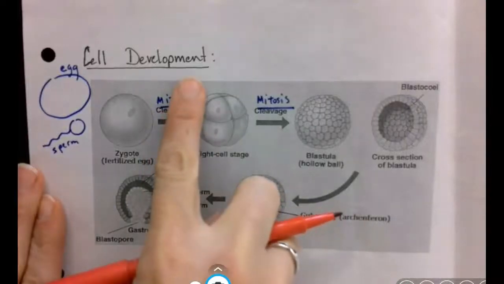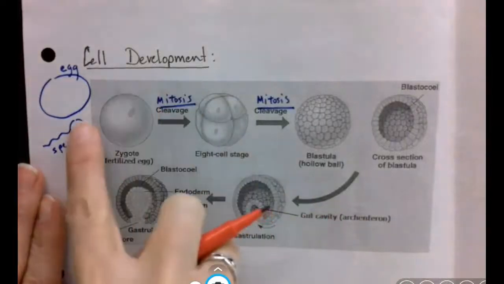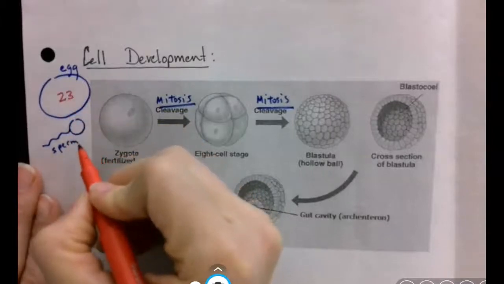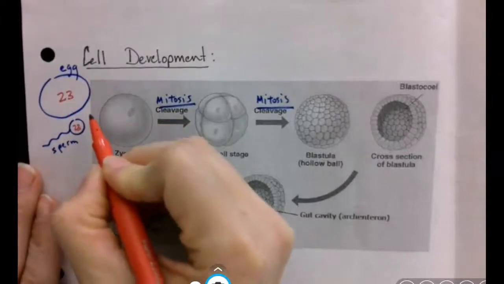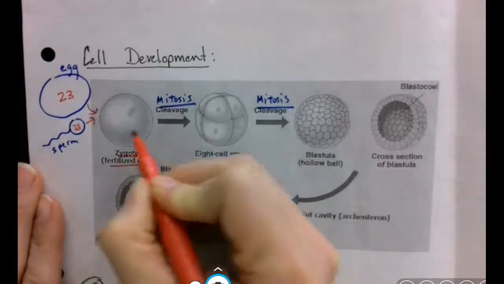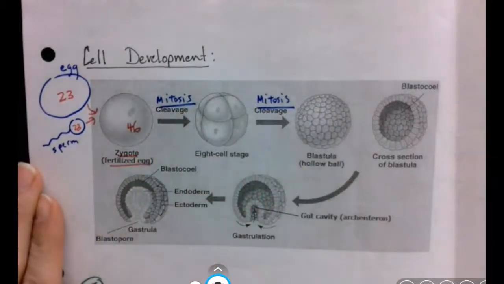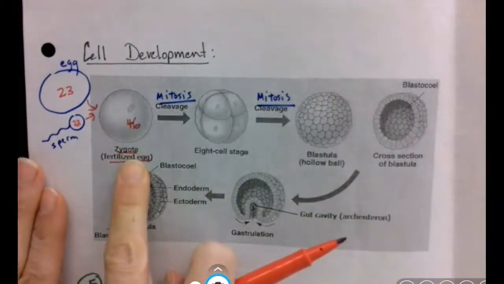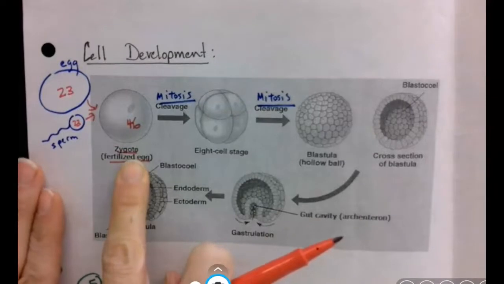This video is on cell development. How does a haploid egg cell with 23 chromosomes and a haploid sperm cell with 23 chromosomes unite in fertilization to become the zygote, this fertilized egg with 46 chromosomes? How does this zygote become a fully developed organism with specialized tissues? Well, the first thing that happens is this cell needs to divide.